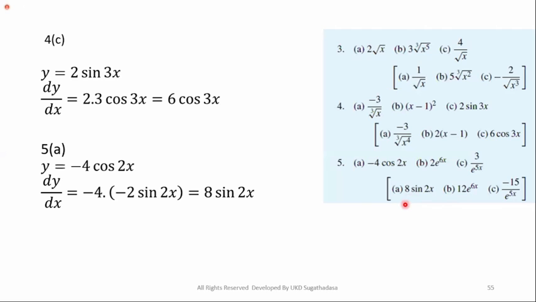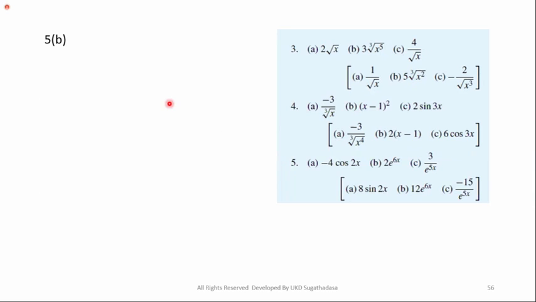The other answer is in this sheet or the other sheet, right? Maybe in the other sheet. 5b, the exponential function, the general form e to the power kx. Remember, e to the power kx differentiation is k e to the power kx. See, the 2 is a constant, you can leave it. Differentiate only the e to the power kx. That means k e to the power kx.